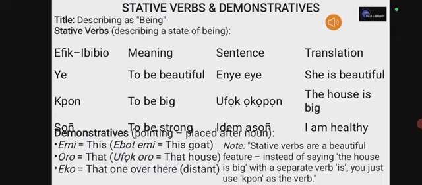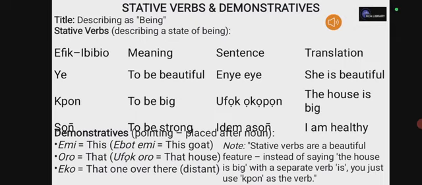Stative verbs as adjectives in Efik-Ibibio. In Efik-Ibibio, many words that work like adjectives in English are actually stative verbs. A stative verb describes a state or quality rather than an action you perform. It carries the meaning of to be in a certain condition, which is why the language does not need a separate word for is, am, or are when you describe nouns.